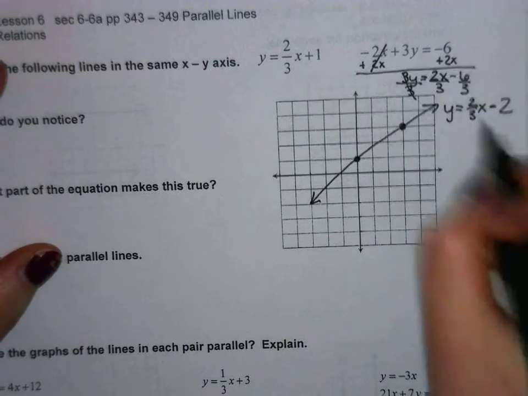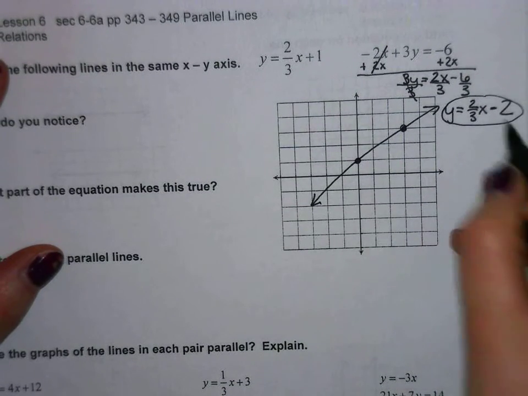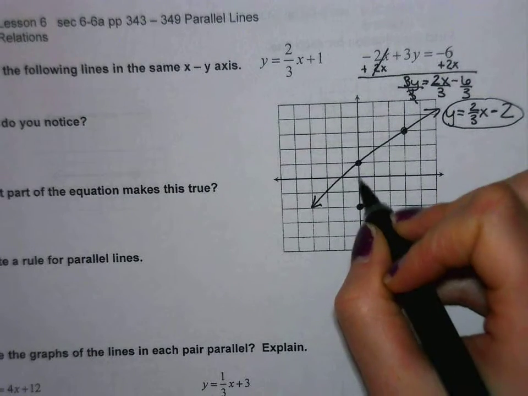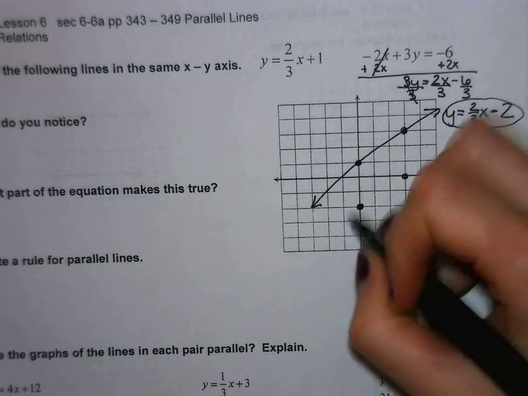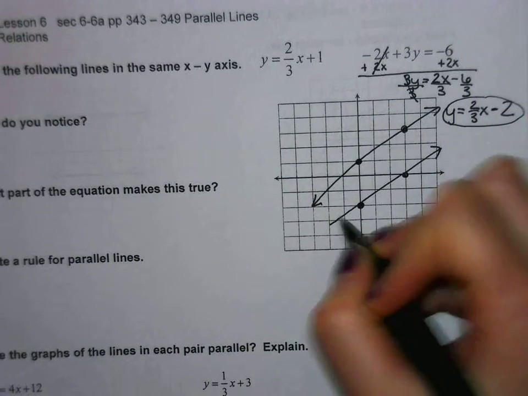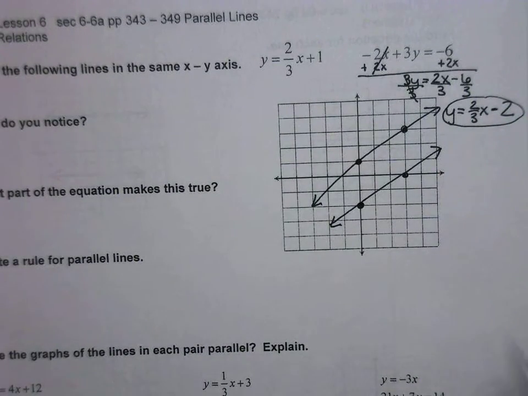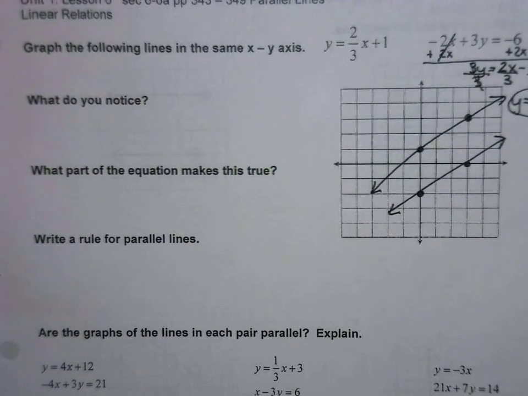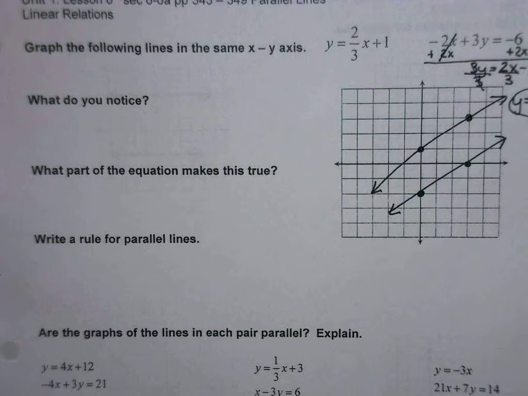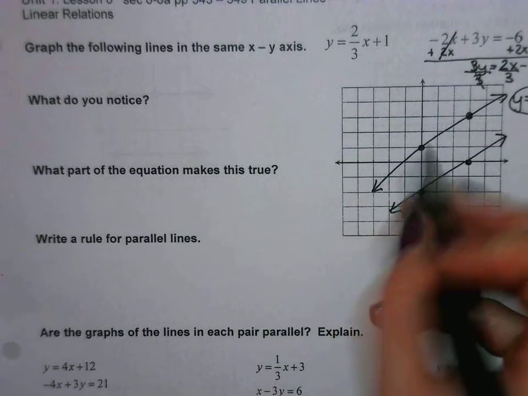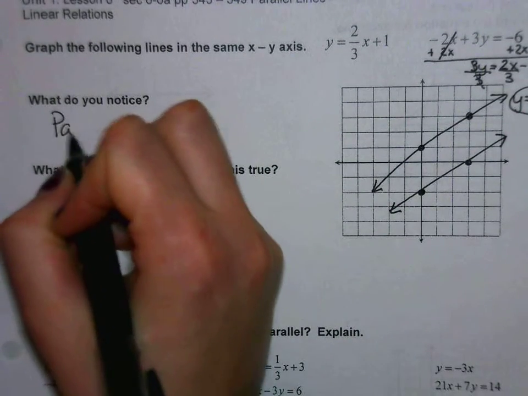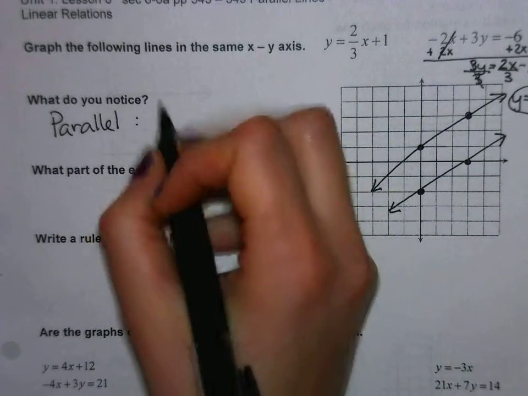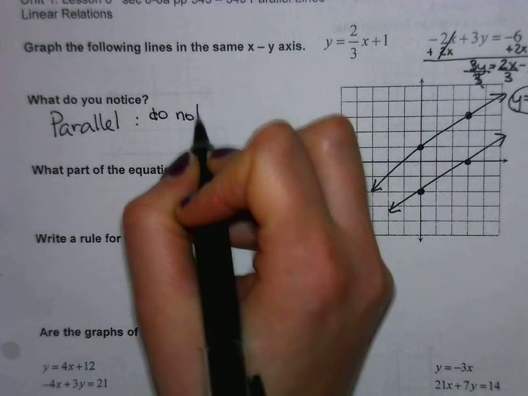So now in order to graph this equation, we have a y-intercept at negative 2, and our slope is telling us we need to go up 2 and to the right 3. So now we end up with our equation. Looking at our two graphs, what do we notice about these graphs? Well, I noticed that besides my mess up here, we have parallel lines. And since these lines are parallel, remember when we discussed that means they don't intersect.